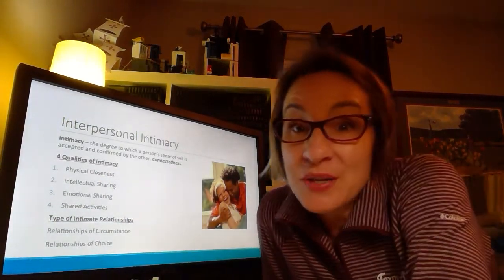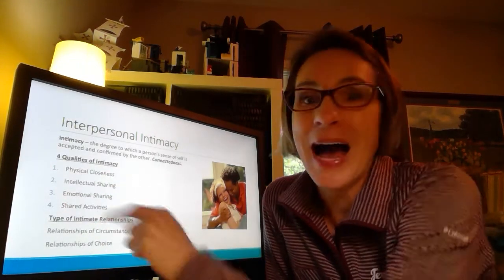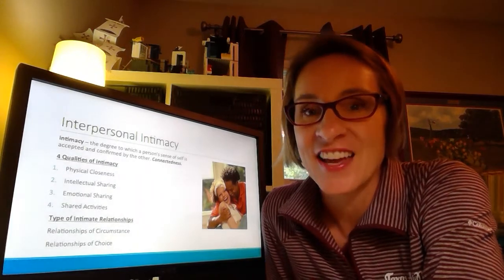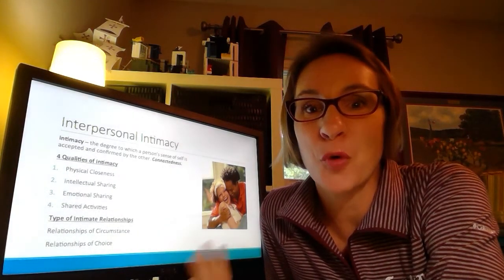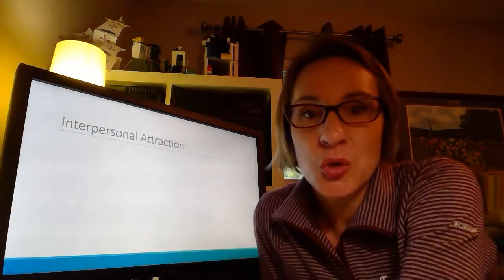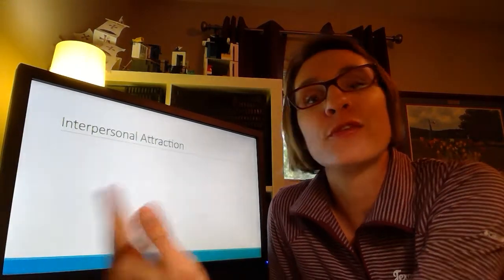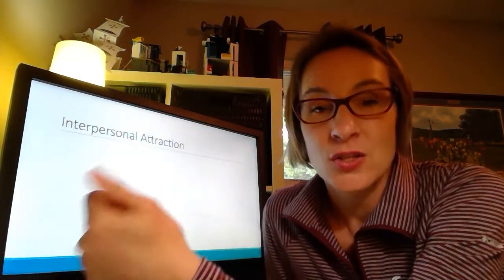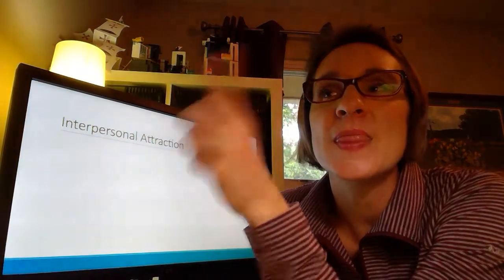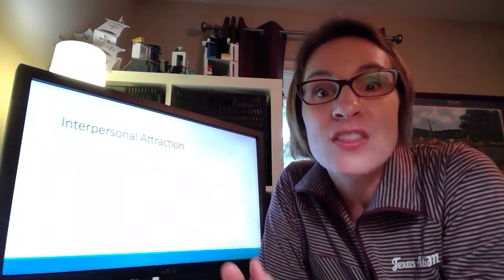Now, a little memory device for you. For the 4 qualities of intimacy, P-I-E-S, pies. Ooh, I like pies. And that should help you to remember the 4 qualities. So now that we've talked about intimacy, let's also talk about attraction. Attraction is what gets us to form and maintain relationships. So it's what gets us to go, that relationship has potential. And it's what gets us to stay in the relationships that we've already formed together.